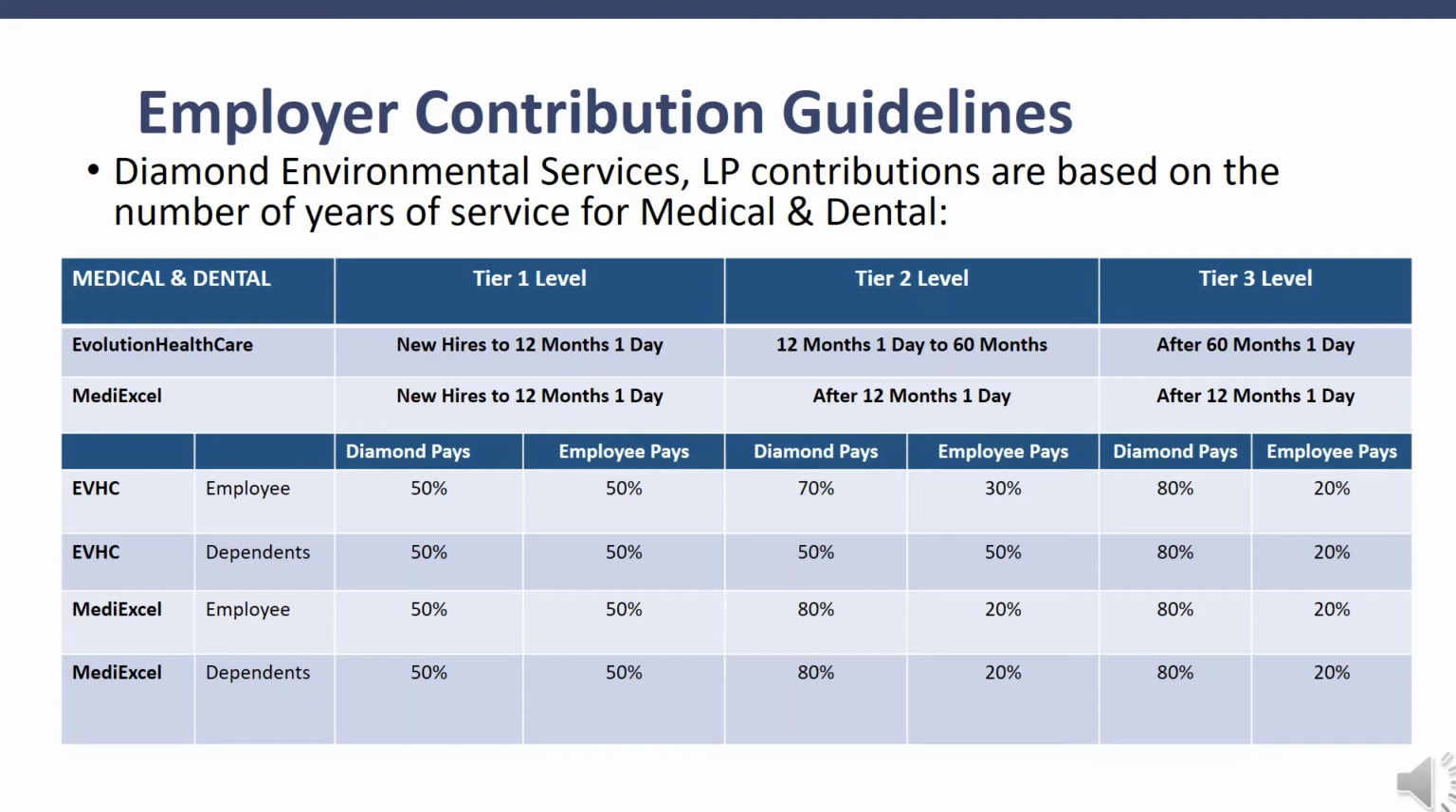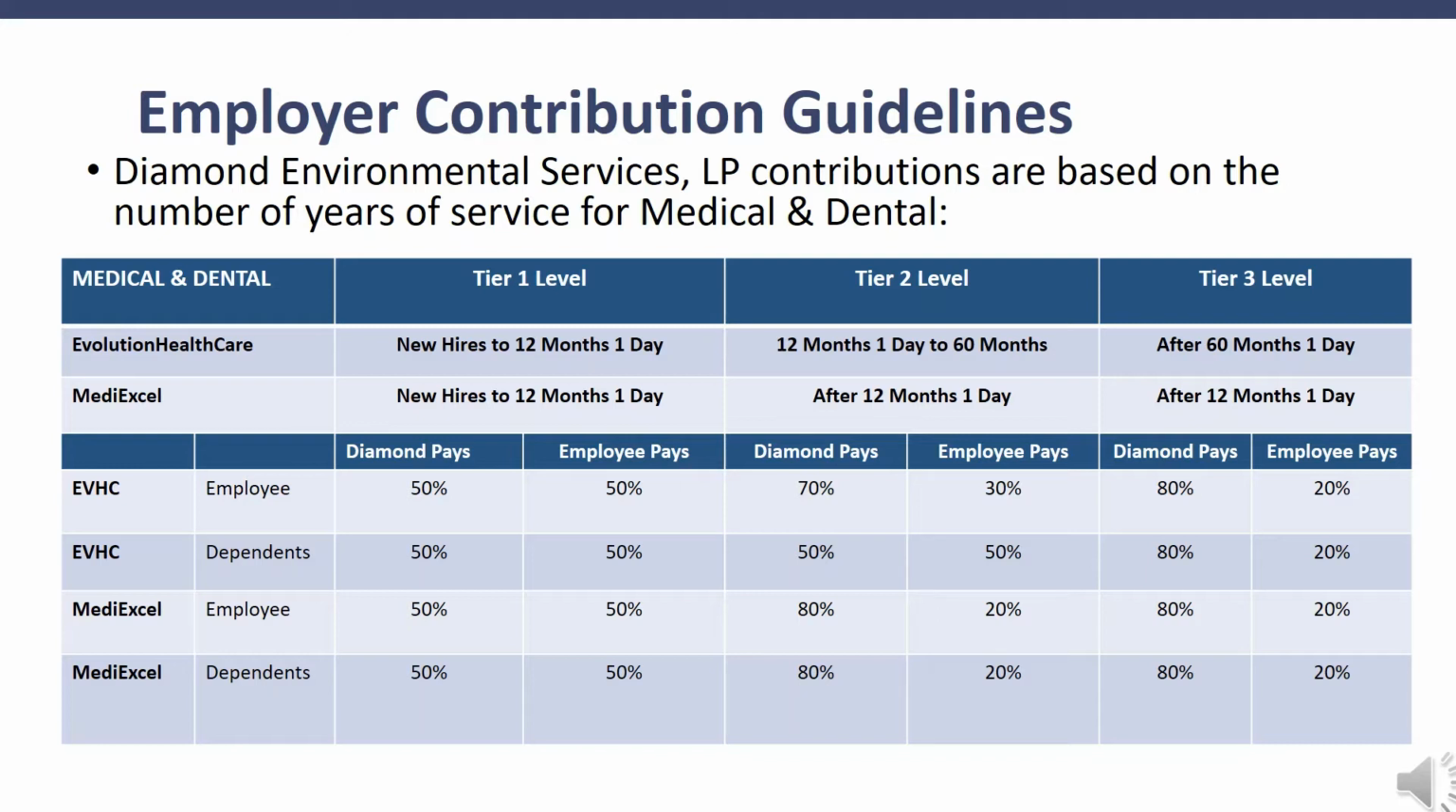Tier 2. Through Evolution, if you enroll in any of the Evolution medical and dental plans, after 12 months and 1 day to 60 days, Diamond pays 70% for the employee and 50% for dependents. Through MyEVHC, it'll be 80% for the employee and dependents.